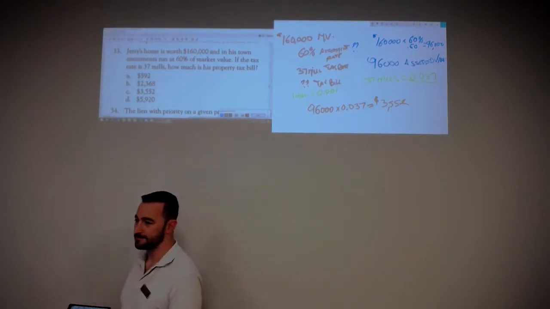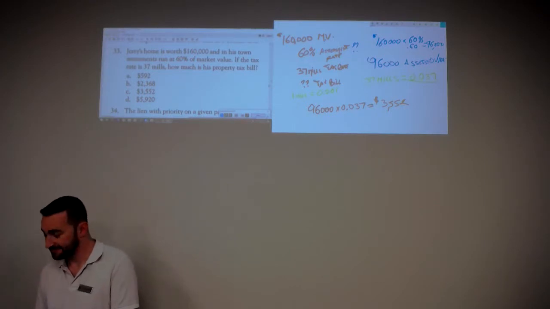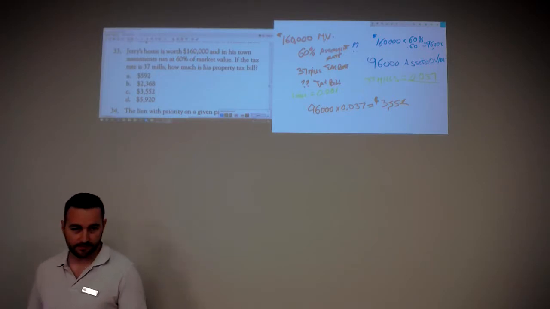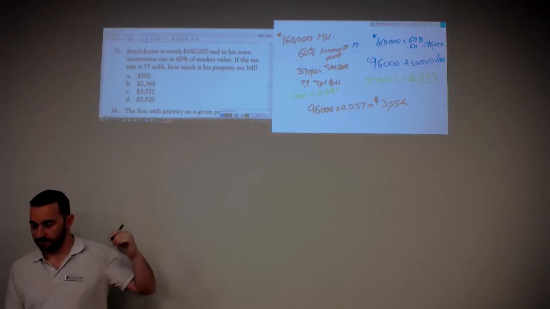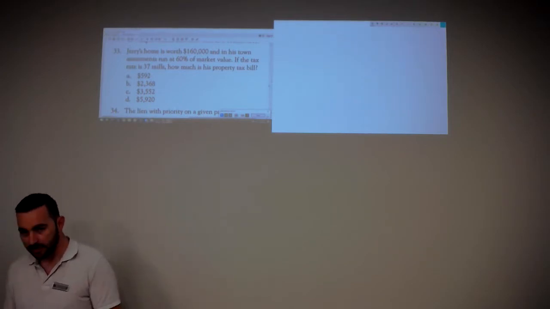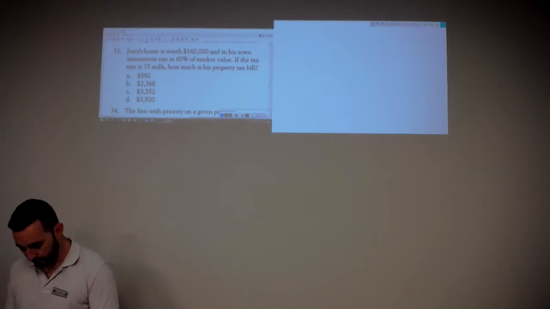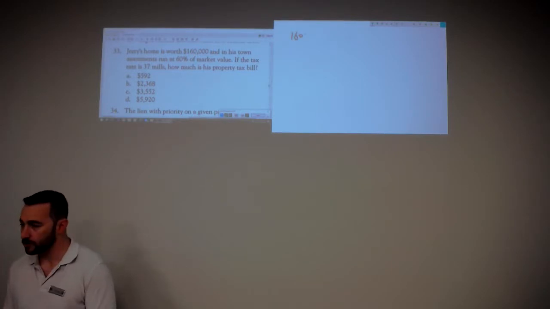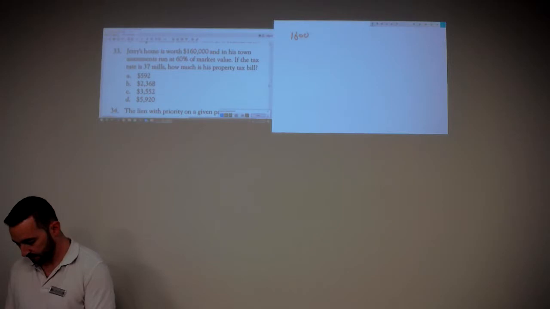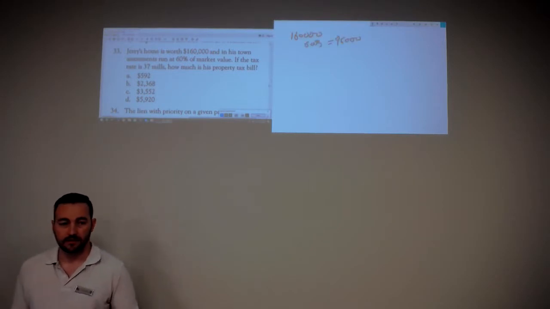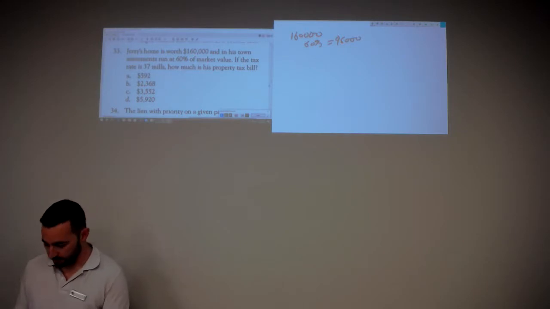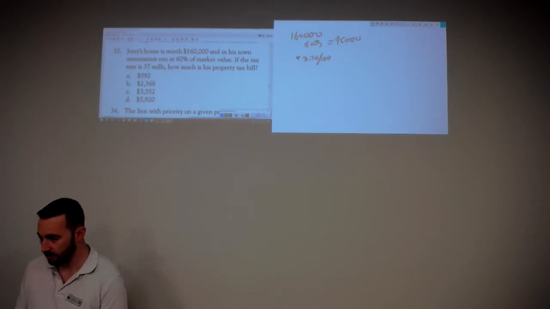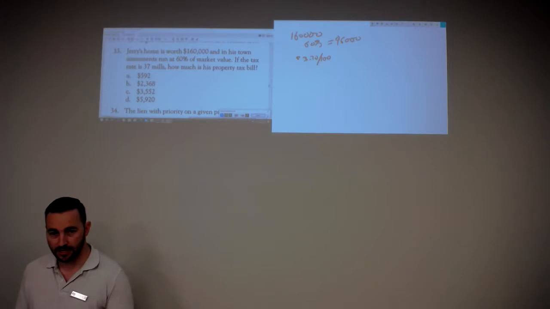Did everybody get this? Let me just erase it to explain that. If they said property is 160,000, the same 60%, you know the assessed value is 96,000. Now, they said the tax rate here in this town is $3.70 per every $100.